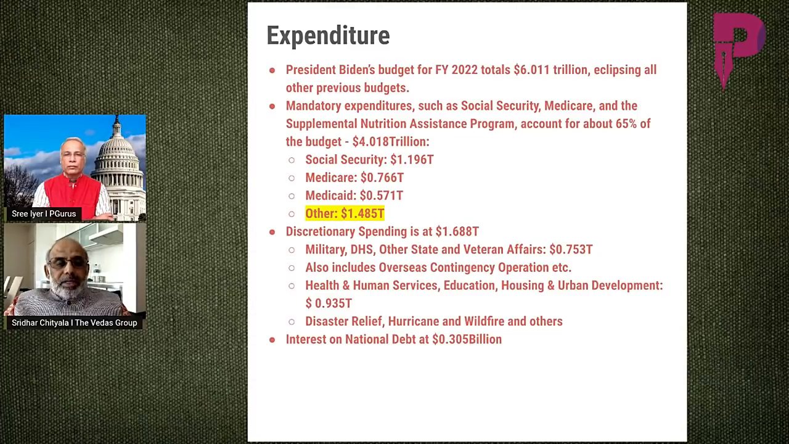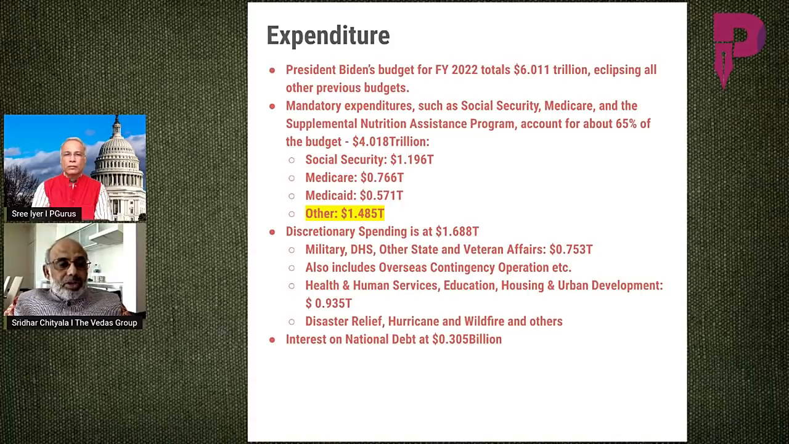Then you have health and human services, which is basically the domestic stuff. That's close to $1 trillion. That forms the discretionary budget. Now, coming to the mandatory budget, there are three big line items, which are recurring expenses, which are the province of constant discussion.